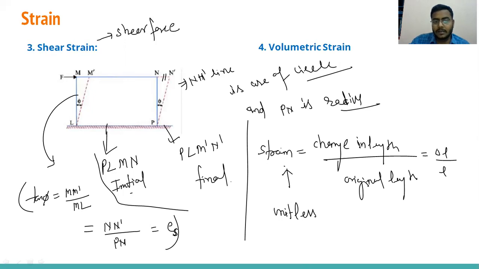PN is the radius. By assuming this is R and this is phi, we can write this angle. What will come? R phi, the length. We can calculate it. For the calculation work, it will be easy, because this angle, this length, N dash or M dash, is very small. So we can take this assumption for the calculation.